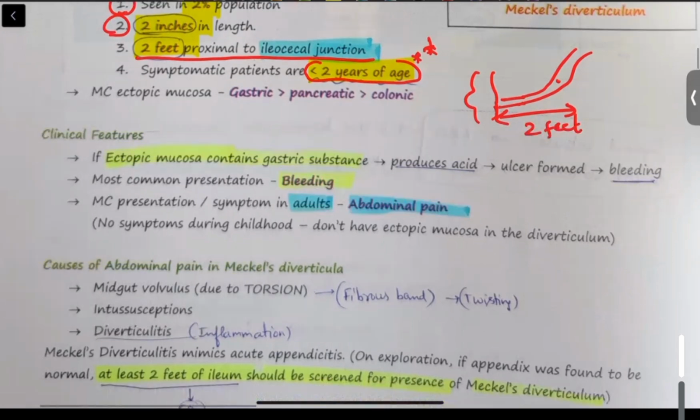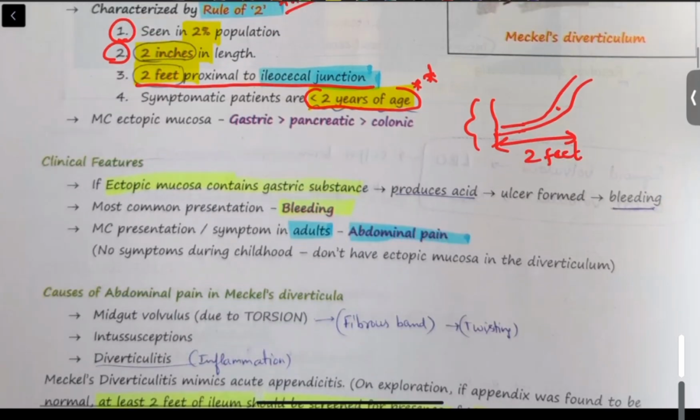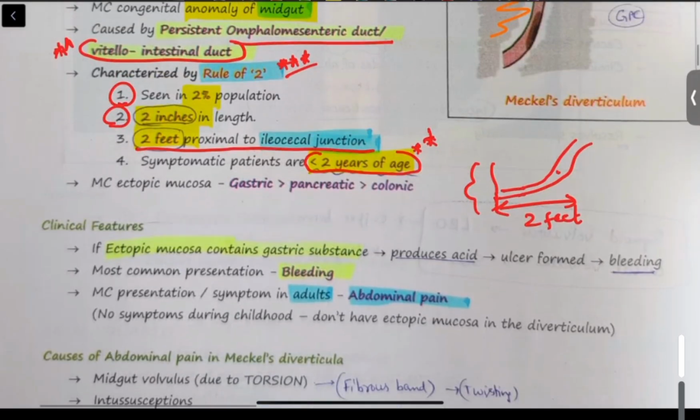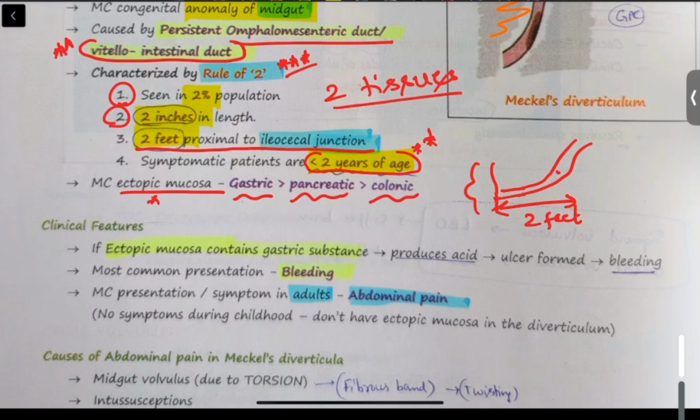Okay, so here what happens is, there can be two types of tissue. Since this is a part of the small intestine, only small intestinal tissue should be present. But just like I said, it is an embryological defect. So while developing, there can be ectopic tissue or ectopic mucosa from the stomach, the pancreas or the colon lining this diverticulum. If that is there, you can add one more to this rule of two: two types of mucosas. Most commonly it is gastric mucosa seen here.